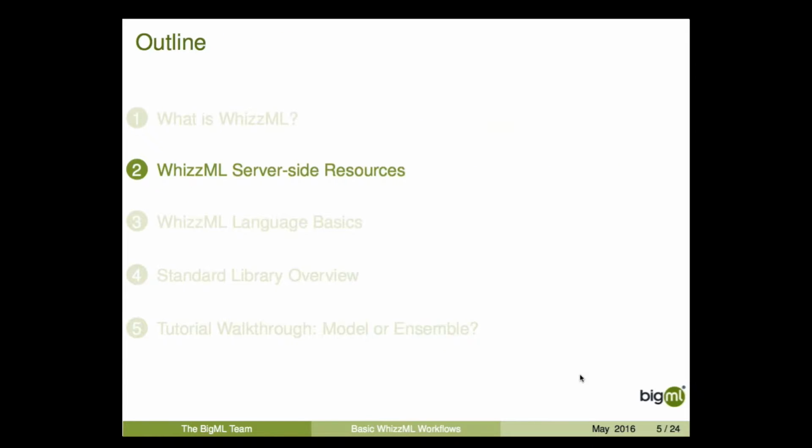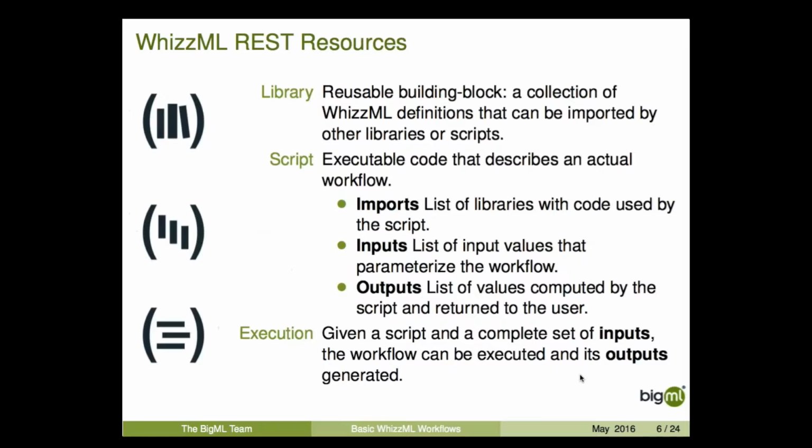So, server-side resources. With WhizzML, BigML defines a bunch of REST resources. The basic ones are your sources, your data sets, your models, and your predictions. We have also introduced a number of other ones in the past few years: the anomaly models, logistic regression, clustering models, and so on and so forth. WhizzML introduces 3 new types of resources.